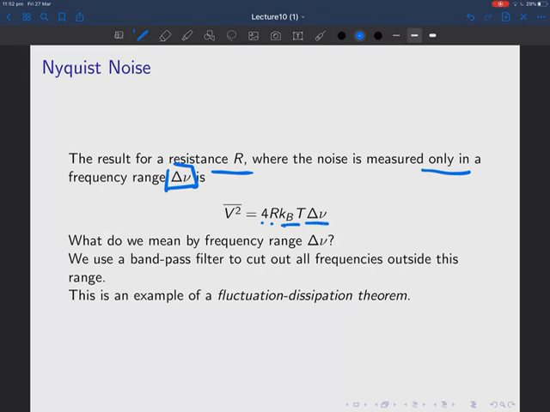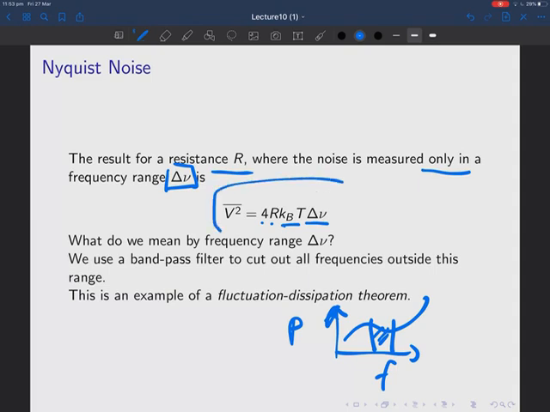Now, when I say measure it in a frequency range, how do we measure things in a frequency range? We just use a bandpass filter. So we use a bandpass filter to cut out all frequencies outside this range. So we might have some kind of frequency spectrum here, where you have, say, power versus frequency, and you might have some weird things like this. So we're just going to put a thing which only samples those particular frequencies there, so a bandpass filter.